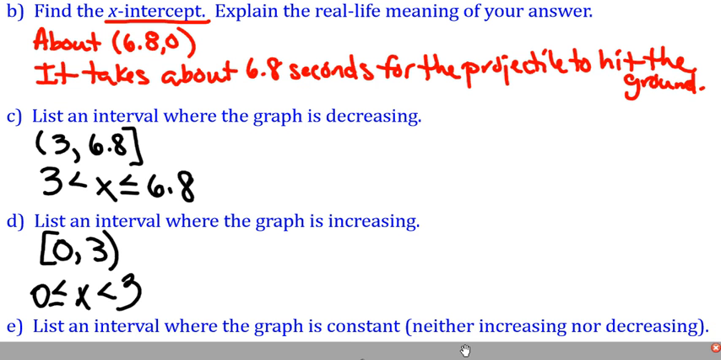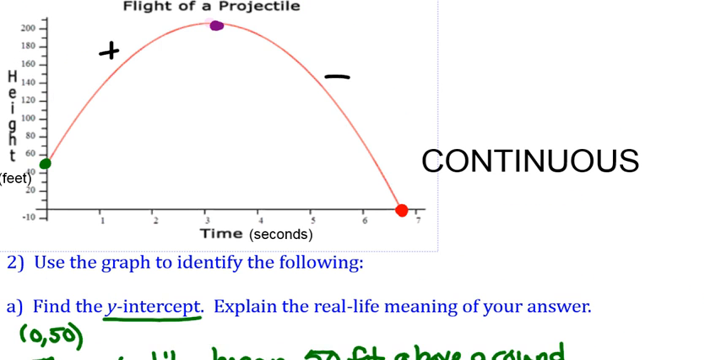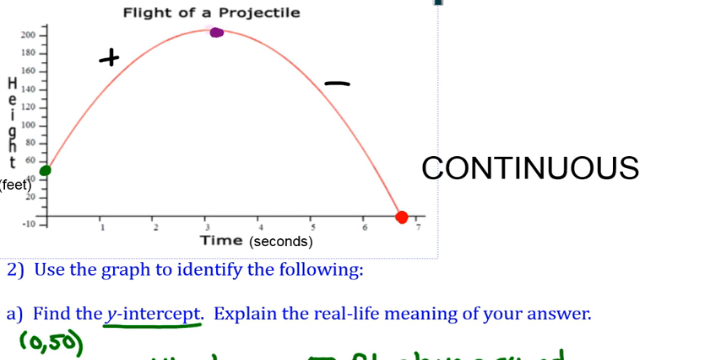Our last part said list an interval where the graph is constant, neither increasing or decreasing. Well, if we look at our graph, the projectile either increased its height or decreased its height. It wasn't constant, so we have no interval where it's constant, staying the same. It's either increasing or decreasing. So we'd say none, or NA for not applicable for part E. So that's a quick review of what we've been doing in the past.